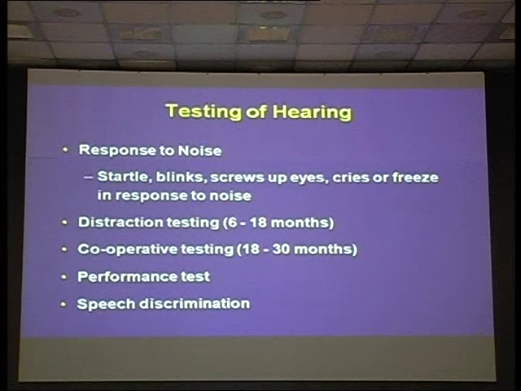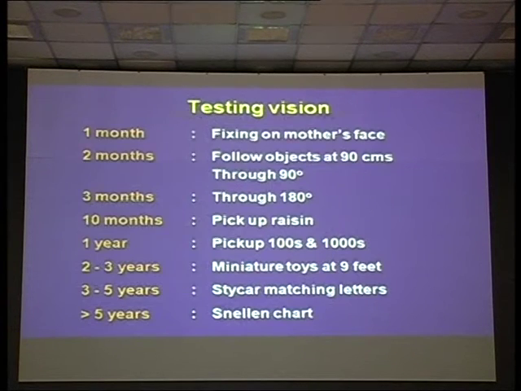So how early can you test the hearing? You can do it even in a newborn. When you make noise, the child will have a startle reflex. Startle, blinks, screws up the eyes, cries. That's what startle is. If the child is already moving, when you make a noise, the child will freeze for a moment. That is another observation that the child definitely is hearing. Then comes the distraction hearing test, which is routinely done between 9 to 18 months, and other tests are the standard tests.